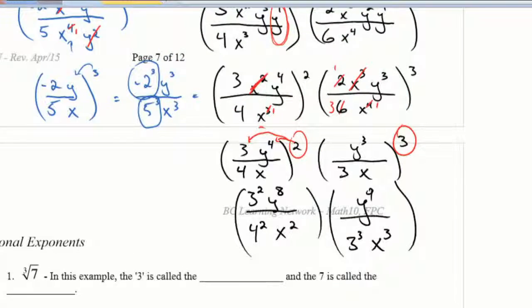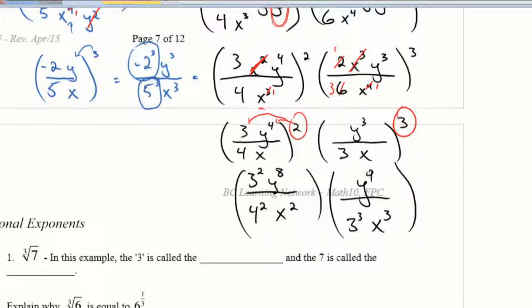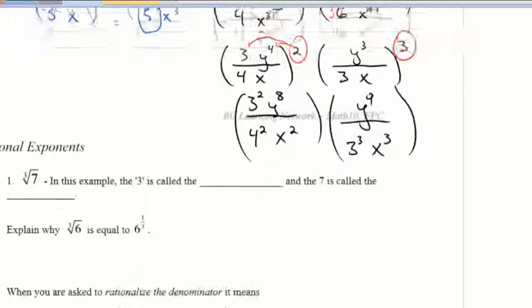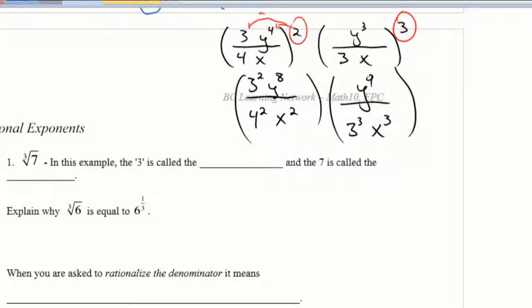I'm just going to keep going down my page here. I might run out of room and write over this other text, but that'll be okay. Now I'm just multiplying. So I'm going to just rewrite everything. I have 3 squared, y to the 8, y to the 9, 4 squared, x squared, 3 cubed, x cubed. So I've just written everything over one line. I'm multiplying up above here. I can do that, just everything over one fraction.